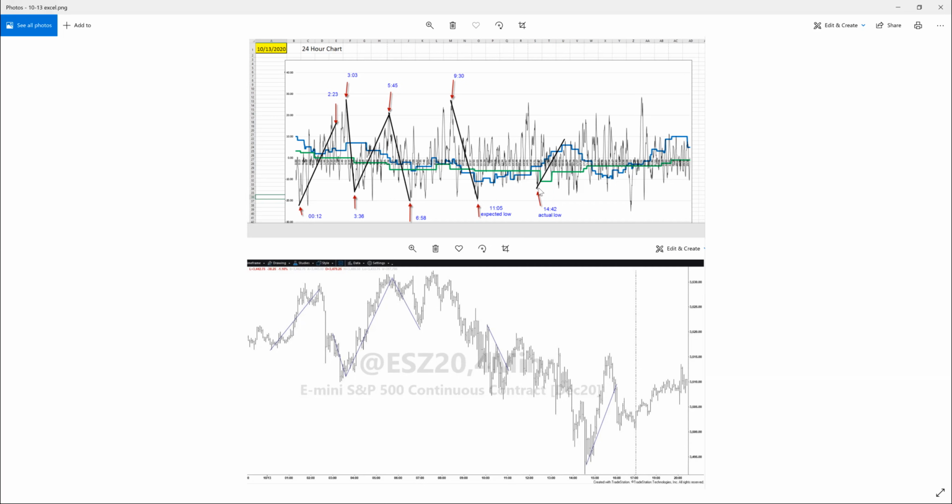So at 14:42, we get a long trigger after this massive decline that lasted almost all day. We get a trade trigger on the second bar after the low that sets us up for this nice long trade for the rest of the day, right up until the close.